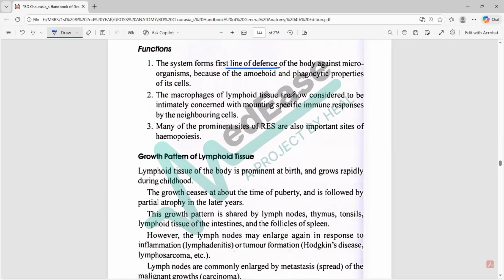Then the macrophages of the lymphoid tissues are usually also concerned to elicit the immune response, and most of the prominent site are mainly the site for the hemopoiesis, which is the generation of the blood form elements as well. Okay, guys, this was about the lymphatic system mainly. Next, we will be starting the nervous system.